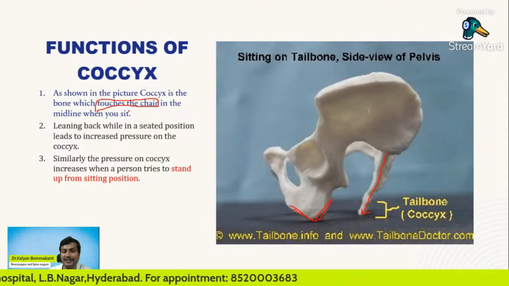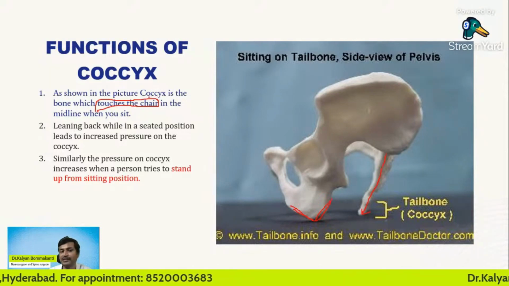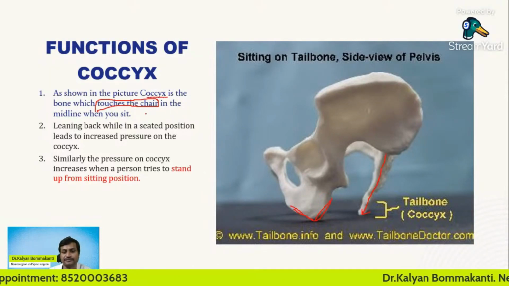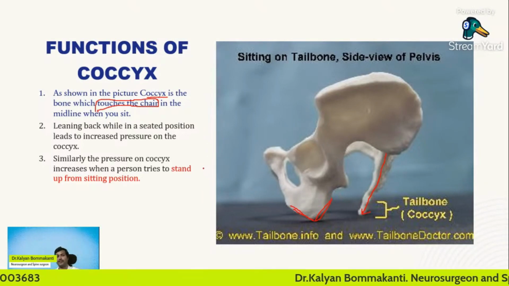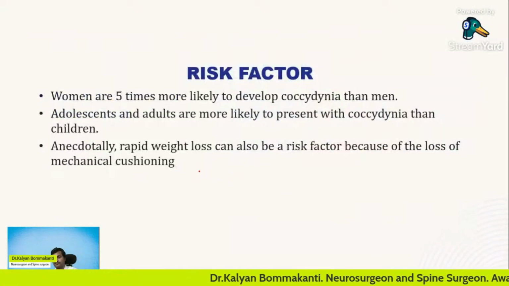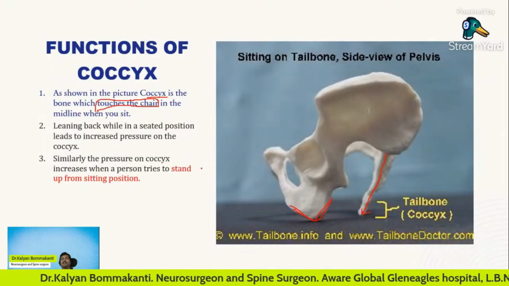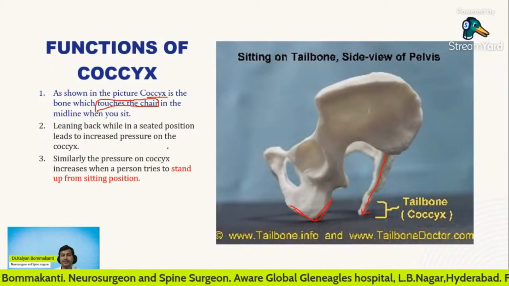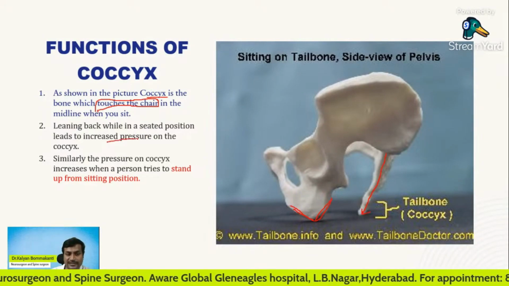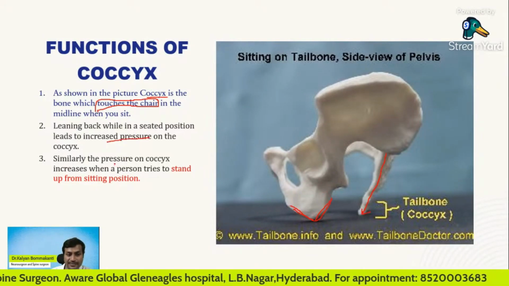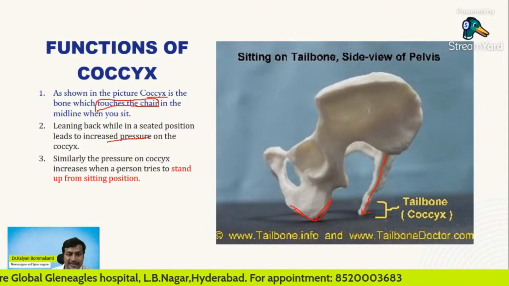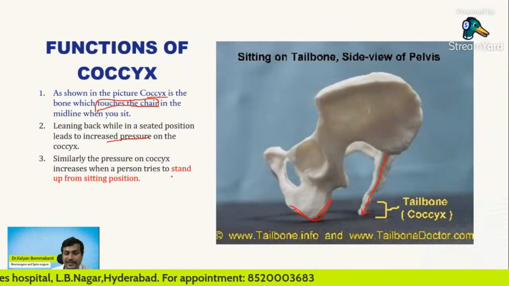And in the midline, what touches the chair? That is the coccyx. So particularly when you lean backward in sitting position, the way I am sitting now, it leads to increased pressure on the coccyx. Similarly, the pressure on the coccyx increases when a person tries to stand up from sitting position.